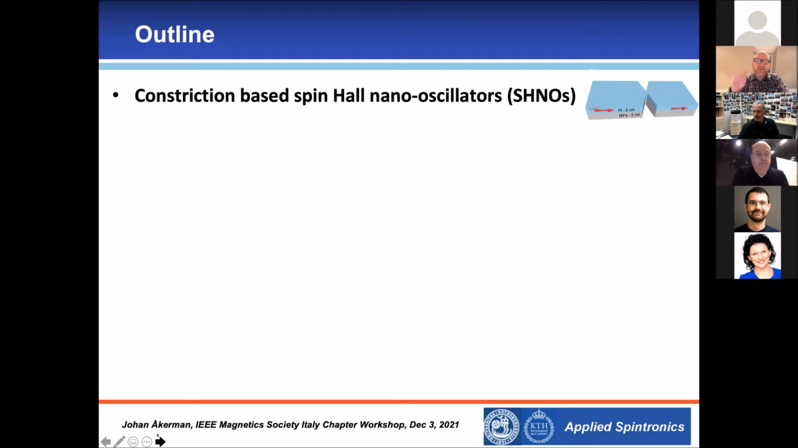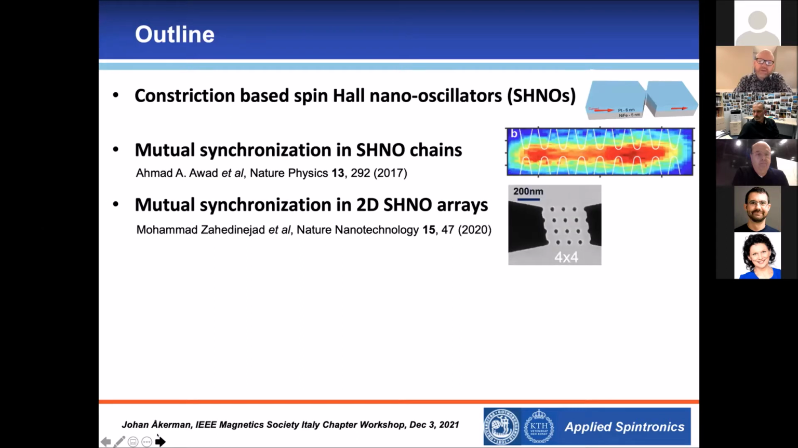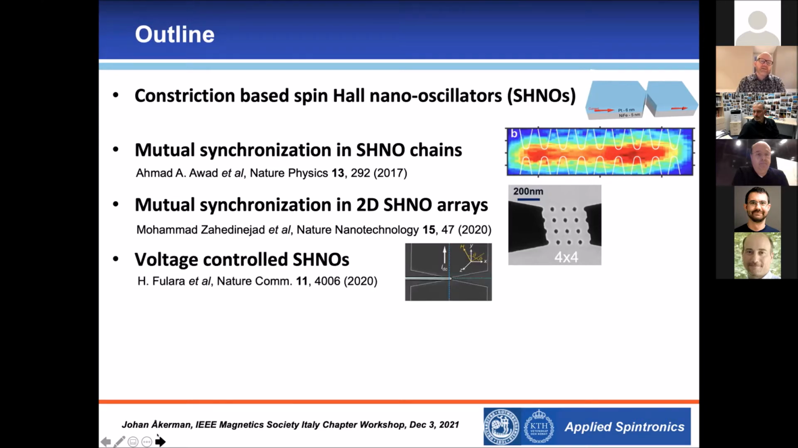I'll describe the type of spin-Hall nano-oscillators that we use, and then how we use them to demonstrate synchronization in chains. And then we did this also in two-dimensional arrays. In both these cases, we're trying to make all the oscillators identical, and we're driving them with a single drive current, either through the chain or through the whole array. But that means we can't have individual control. So for that, we developed voltage gates on top of them. And we showed that we can indeed control both their frequency and their threshold currents using voltage-controlled magnetic anisotropy.